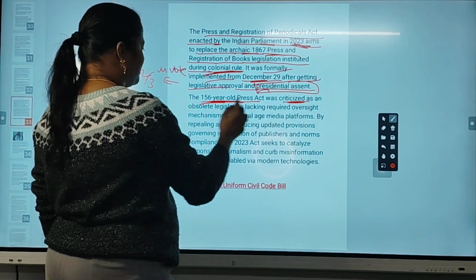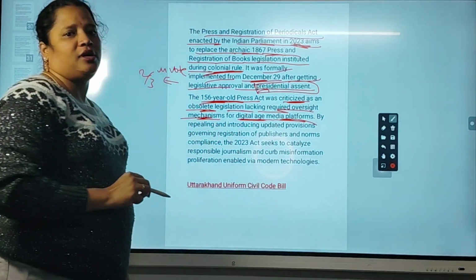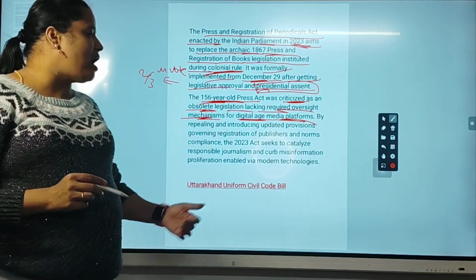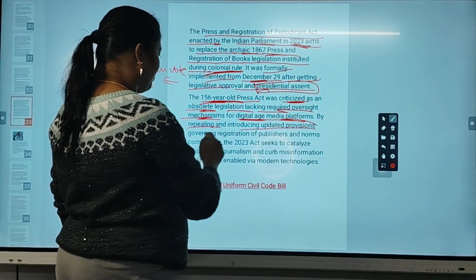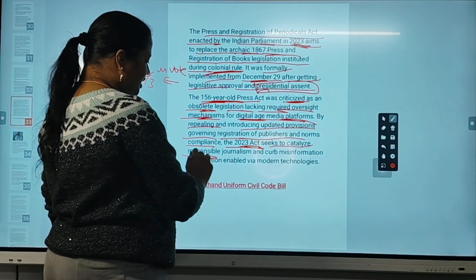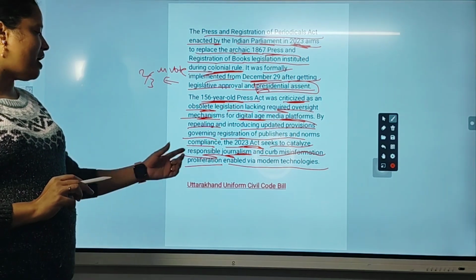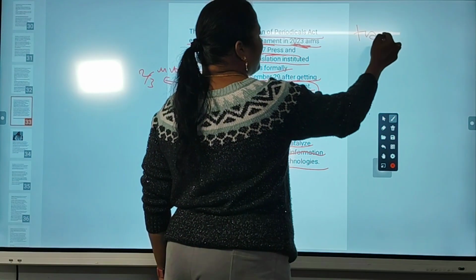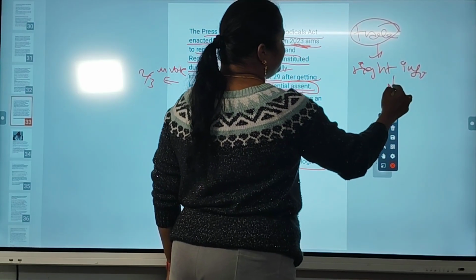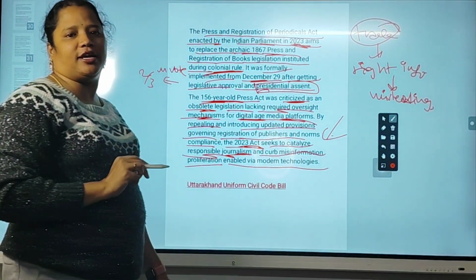The 156-year-old Press Act was criticized as an obsolete legislation lacking the required oversight mechanism for digital age media platforms. So the old act can't do anything with digital media, but now this bill has included digital media also. By repealing and introducing updated provisions governing registration of publishers and norms compliance, the 2023 Act seeks to catalyze responsible journalism and curb misinformation proliferation enabled via modern technologies. They want to track how journalism is working inside India, whether they are giving the right information to people or misleading them with wrong information. That will be verified by this Press and Periodicals Bill.